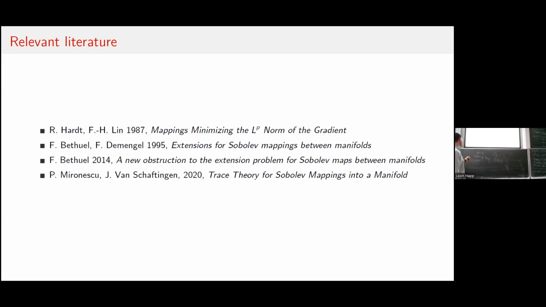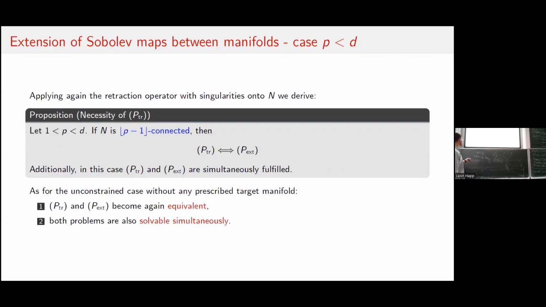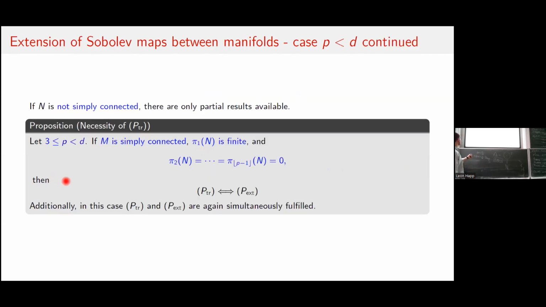So this is why, under the condition that p is between 3 and n, and if this is finite, they all vanish, but also now M is simply connected. So you shift the simply connectedness from N to M. So not everything is happening again in this target space, but you need the simply connectedness of M now. Then they are also equivalent, and also again, simultaneously fulfilled.